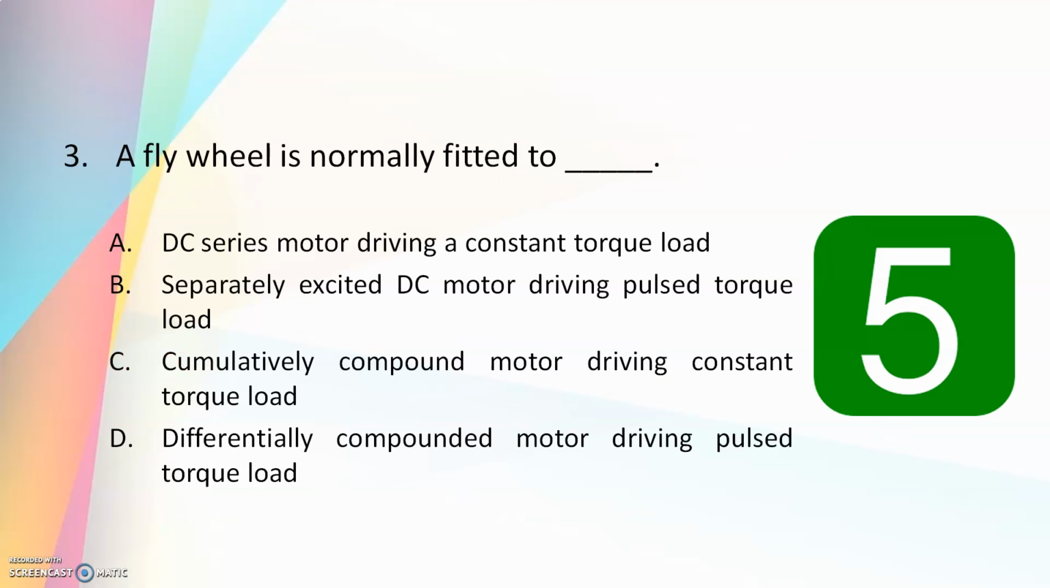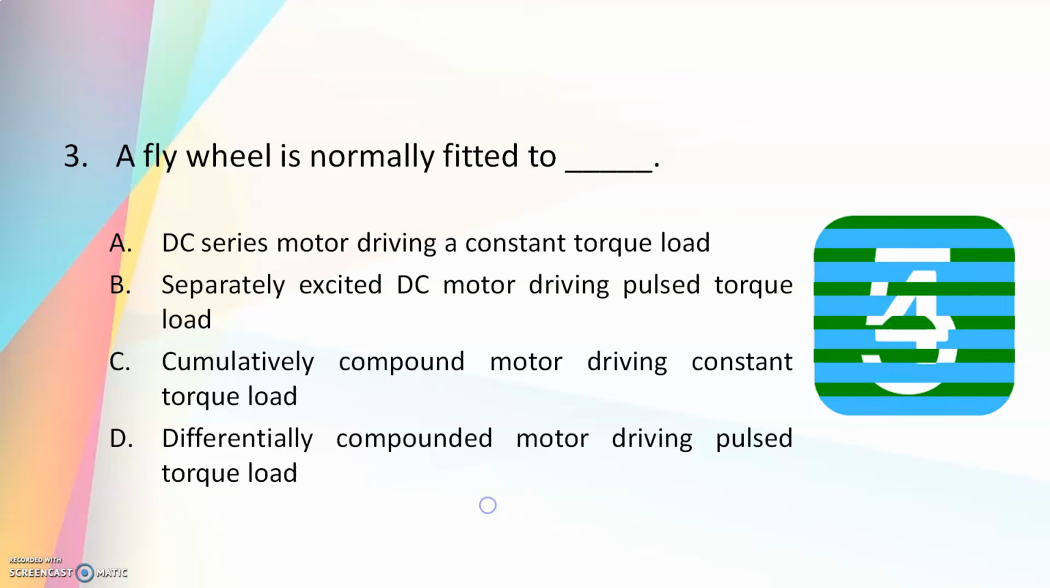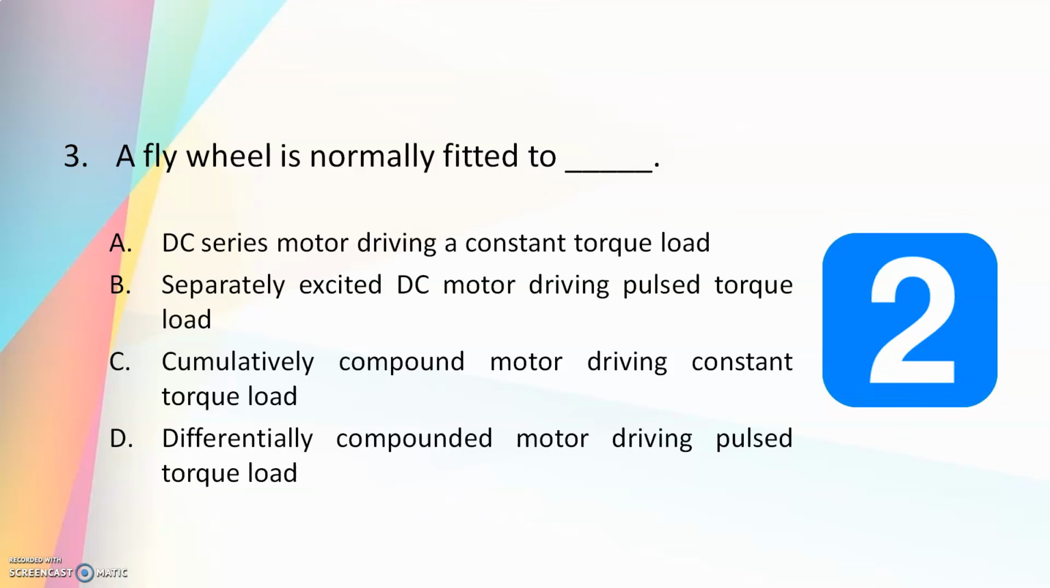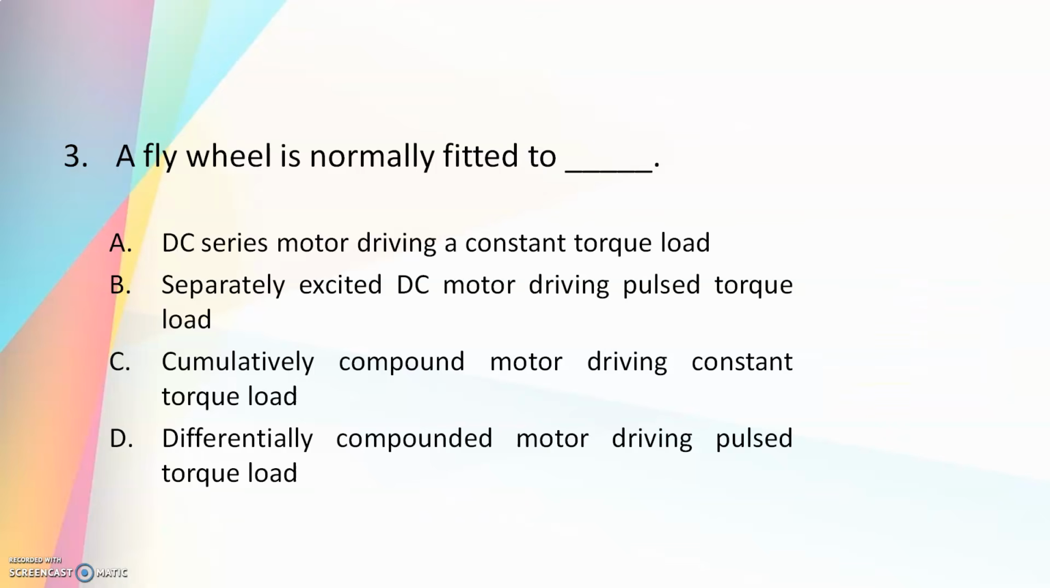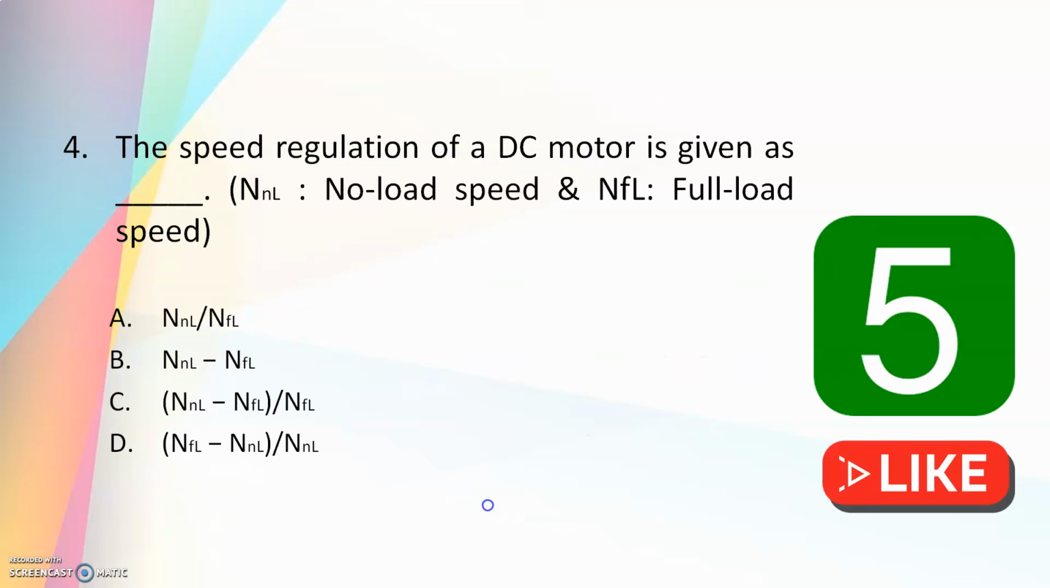A flywheel is normally fitted to: DC series motor driving a constant torque load, separately excited DC motor driving pulse torque load, cumulatively compound motor driving constant torque load, differentially compounded motor driving pulse torque load. And the answer is cumulatively compound motor driving constant load. So flywheel is normally fitted to cumulatively compounded motor driving constant torque loads.